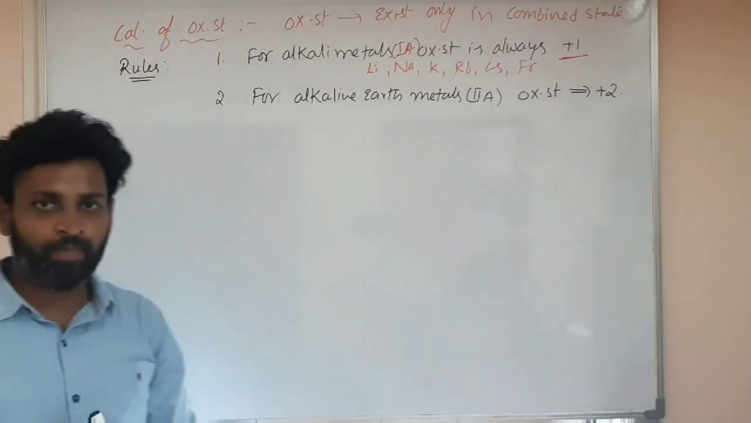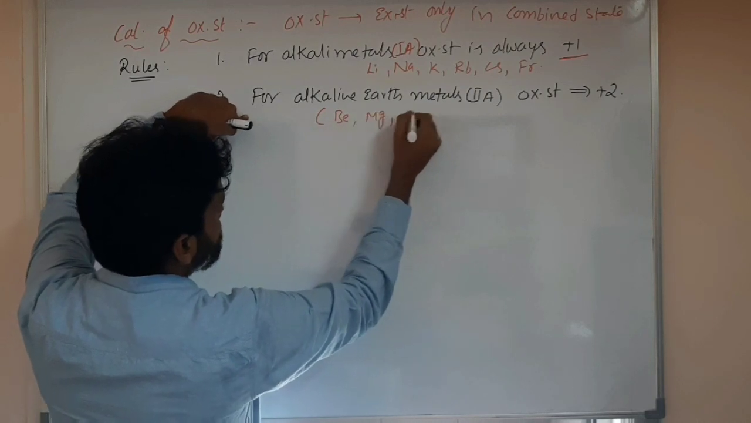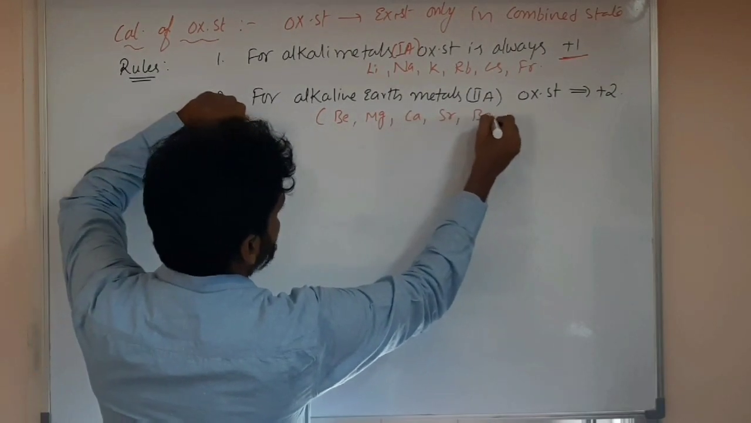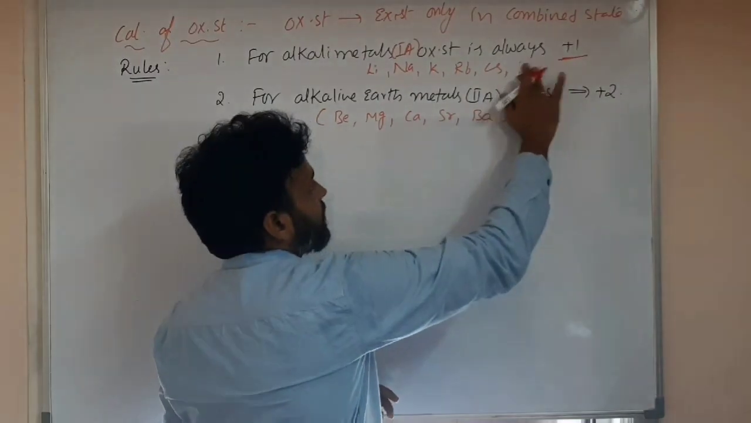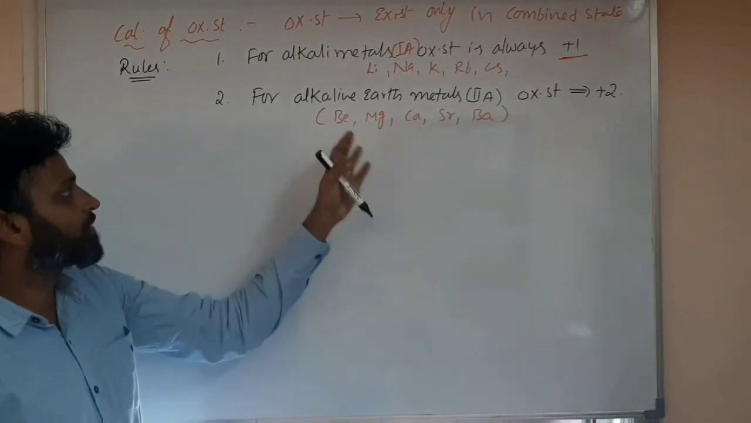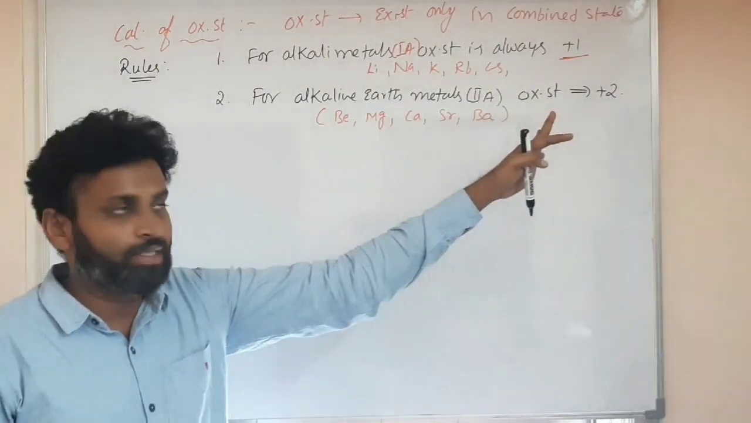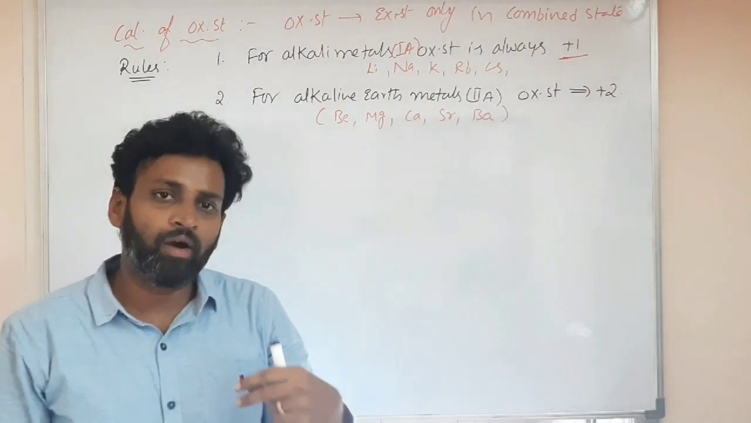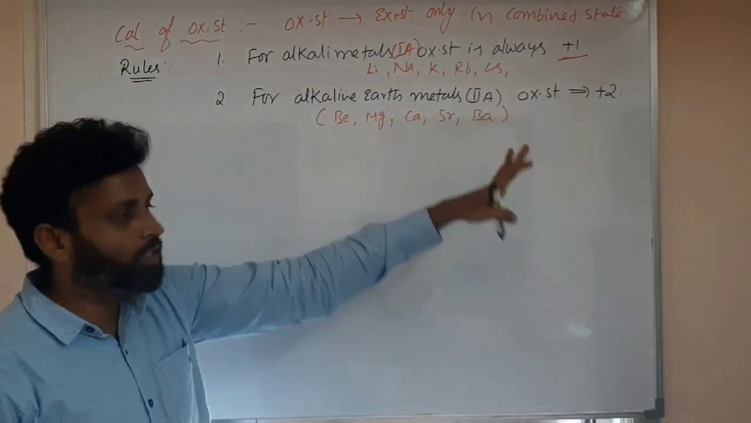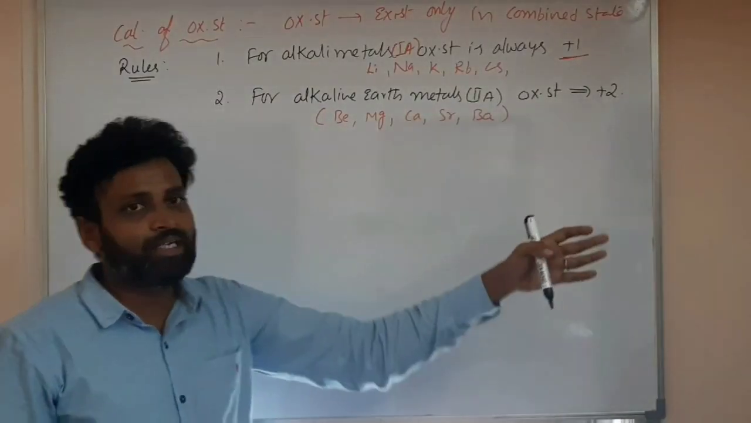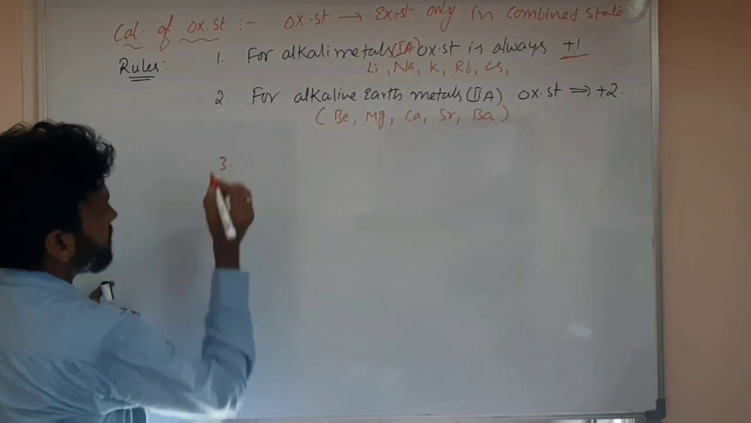Remember this. What are the alkaline earth metals? Beryllium, magnesium, calcium, strontium, barium, radium. For radioactive elements like francium and radium we won't give oxidation states, because radioactive elements won't have any chemical reactions.